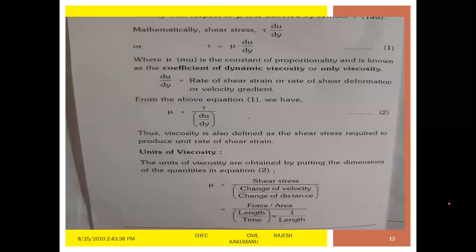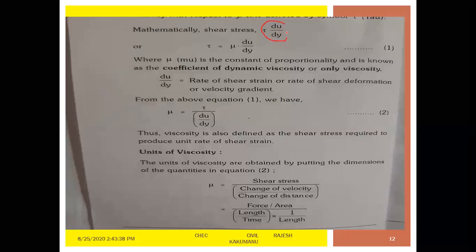నా మ్యాథమెటికల్ ఎలా రాస్తాము? ఇక్కడ shear stress tau is equals to mu du by dy, where mu is a coefficient. Now where mu is a constant of proportionality and is known as coefficient of dynamic viscosity, లేదంటే ఓన్లీ విస్కాసిటీ అని చెప్పచ్చు. Now du by dy is equals to rate of shear strain or rate of shear deformation or velocity gradient. du by dy is equals to velocity gradient అని చెప్తున్నాం.